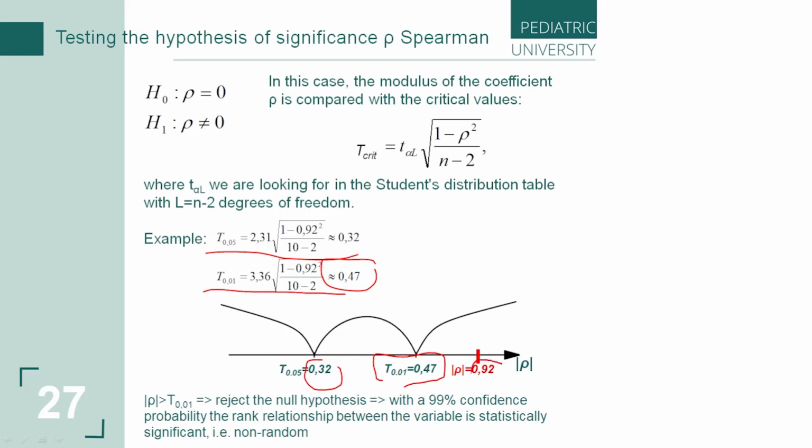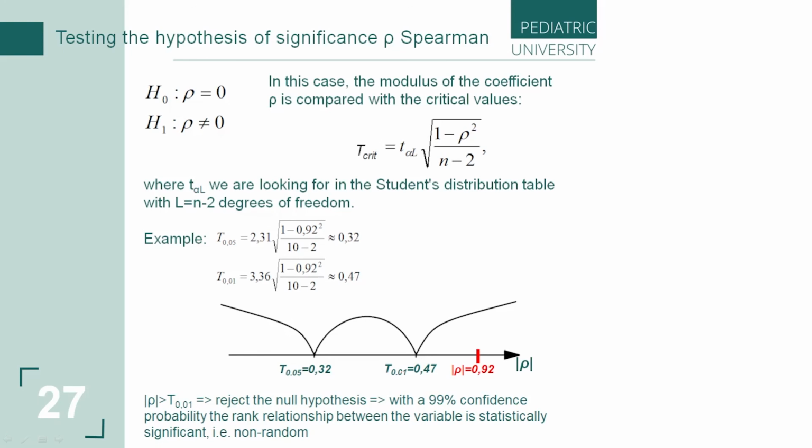Because our correlation coefficient is more than both of these values. And this is the area of significance with a 99% confidence level. It turns out that we should reject the null hypothesis, and we can say that with a 99% confidence level, the rank correlation between the variables is statistically significant. That is, it's not random, we can say. And that was the Spearman correlation, yeah?